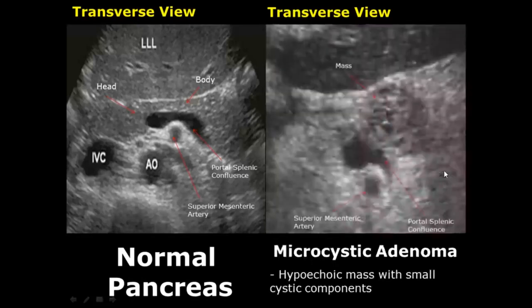A microcystic adenoma, as the name suggests, has small cystic components inside a hypoechoic mass. Here you can notice small cystic components inside a hypoechoic mass.